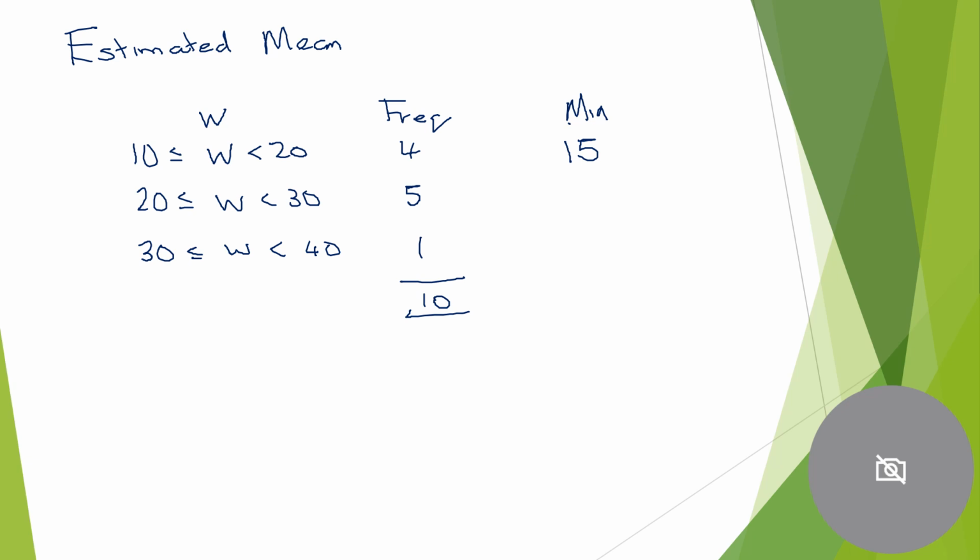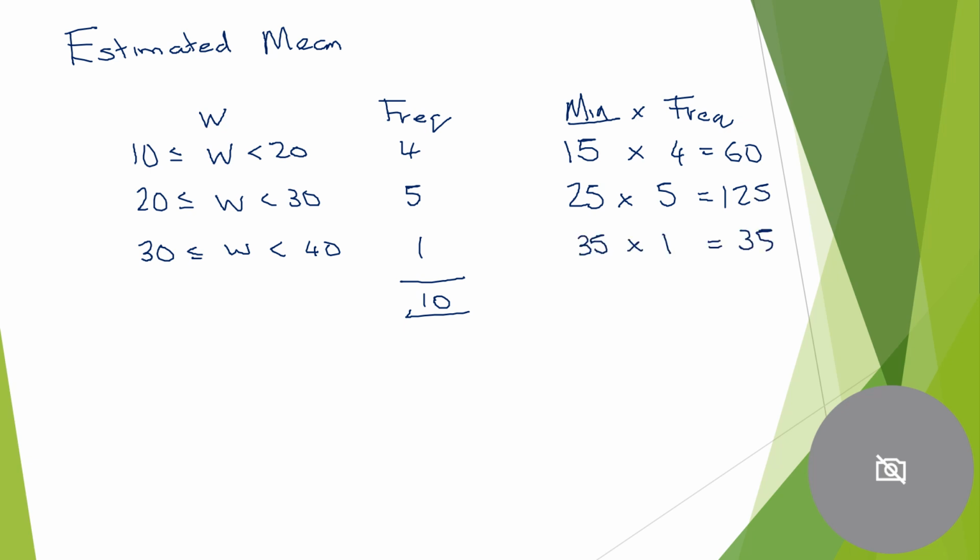This is my workings out now. Midpoint of the group, so 10 to 20, halfway between 10 and 20 is 15. You multiply that by the frequency 4, so here I get 60. The midpoint of my next group, 20 to 30, is 25, and I multiply it by 5, and I get 125. The midpoint of my last group is 35, and I multiply it by 1, which is 35. So the middle of the group times the frequency.